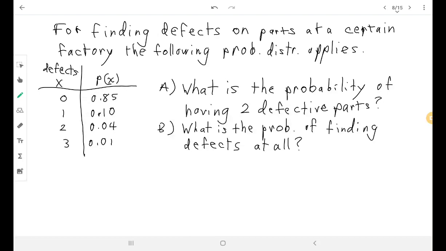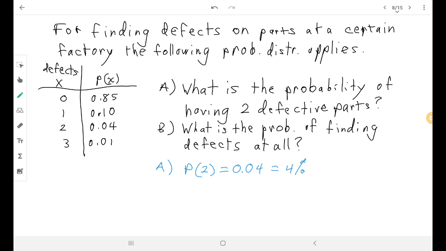So when we get to that point, one of the things you can start asking yourself are these types of questions. What is the probability of having two defective parts? We've got a probability table here, and you need a probability table for this. Well, here's the number of defective parts right here. Here's the pairing with 2. So A, it's pretty straightforward. The probability of 2 defective parts is 0.04 or 4%.